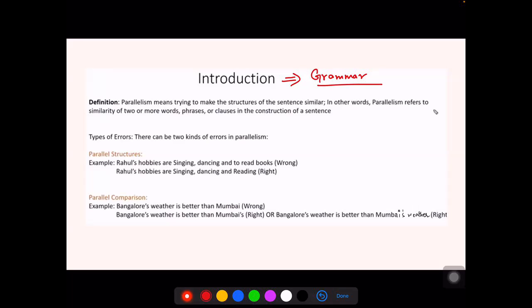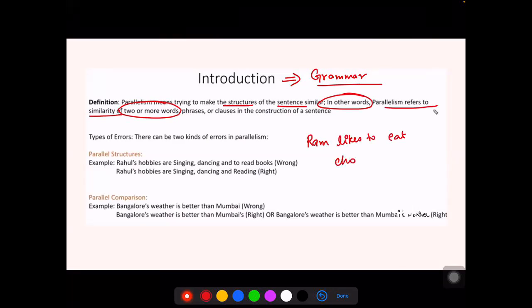So parallelism means trying to make the structures of the sentence similar. In other words, parallelism refers to similarity of two or more words. All right. Take a sentence like: Ram likes to eat chocolates and candies. Now, I have written a very simple sentence that Ram likes to eat chocolates and candies, right? Now, everyone knows that chocolate is a noun. Candy is also a noun. This is called a parallel structure.